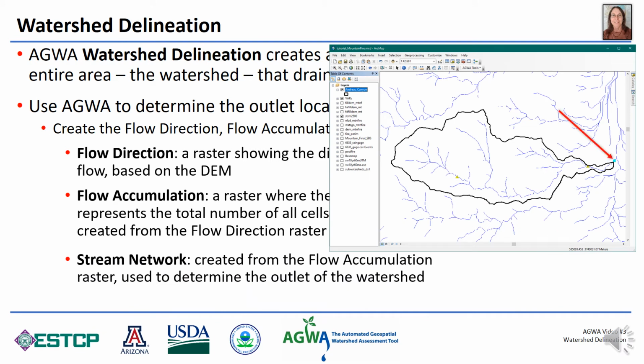The stream network raster is created from the flow accumulation raster and is used to determine the outlet of the watershed. This image shows the Andreas Canyon watershed used for the Mountain Fire tutorial with the stream network created from the flow accumulation raster, and the red arrow pointing to the watershed outlet, the blue dot, located on the stream network.